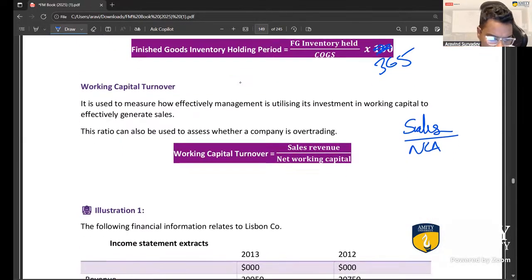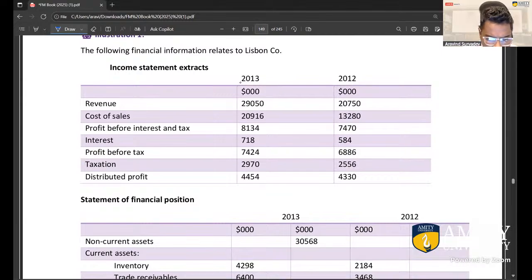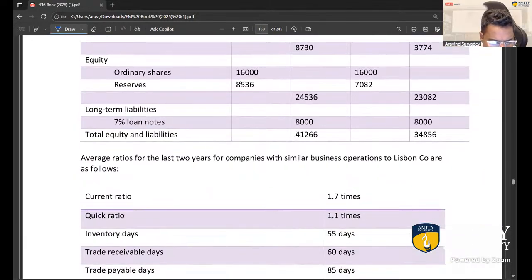Then moving on from there, guys, we have a question here, illustration one. Let's check out this question. What do we have to calculate?